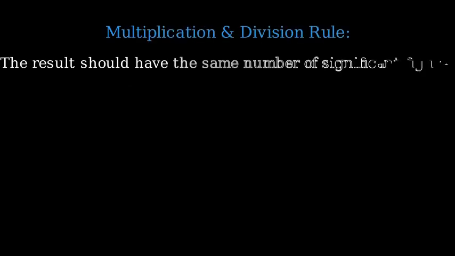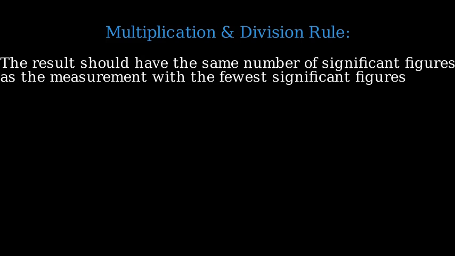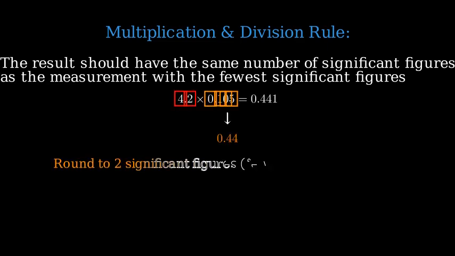For multiplication and division, the result should have the same number of significant figures as the measurement with the fewest significant figures. Let's try an example. If we multiply 4.2 times 0.105, the result would be 0.441. 4.2 has two significant figures, and 0.105 has three. Since 4.2 has the fewest significant figures, 2, our final answer should have two significant figures. So we round to 0.44.